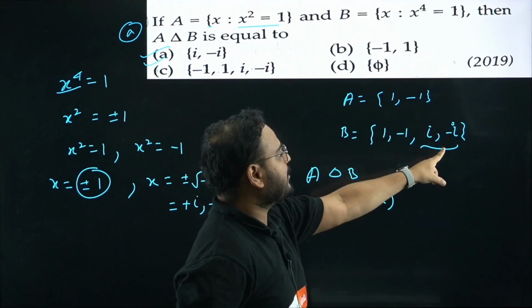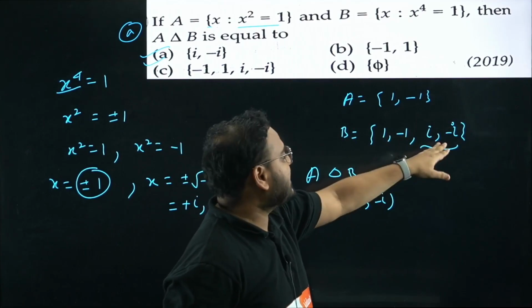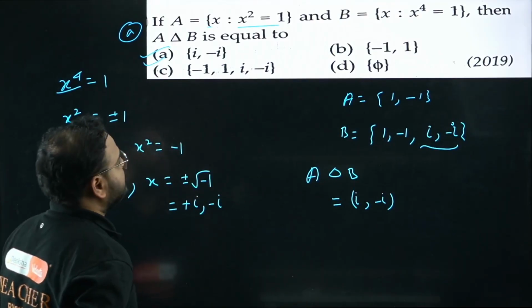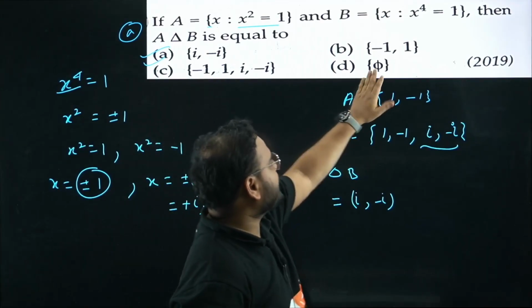So yes, this is part of A and B, but it is not in both condition. 1 minus 1 is in both condition, okay? That means that's why we're looking for the one which is not in both. So I minus I is the answer. Please check. Okay? Got it? If you had nothing like that, you'll write the answer to be option D.